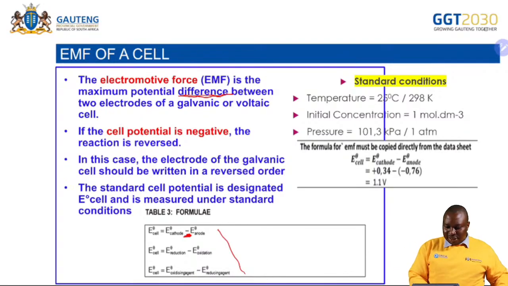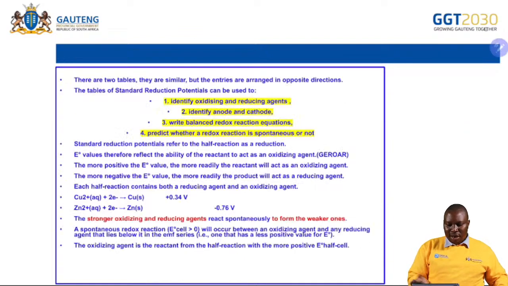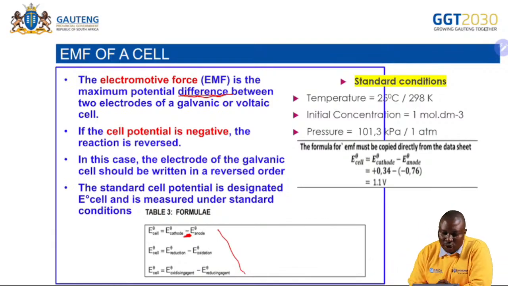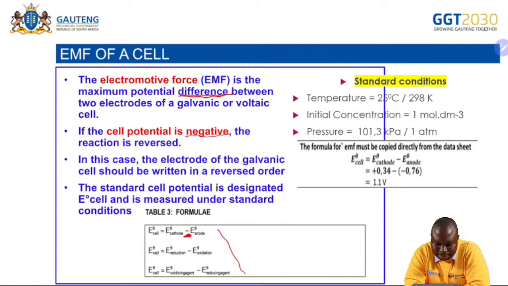Now we're saying the three formulas, you can choose any of the three, but it's always good as well to deal with the first one. It's simpler, you just copy it, then you write it, because already you've identified your cathode and your anode from the question. So we're saying if the cell potential is negative, the reaction is reversed. This is a good statement. I think it's something that you must always remember, because it's going to help you. You will see when you do questions.